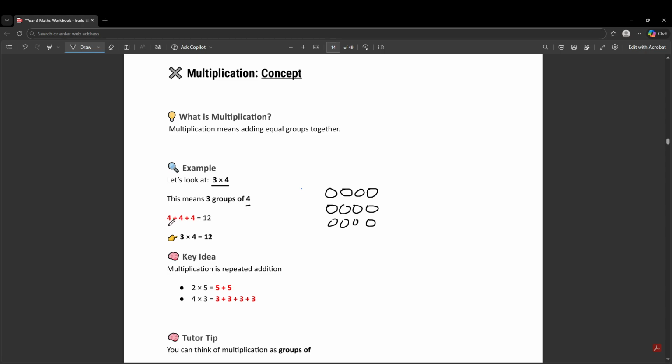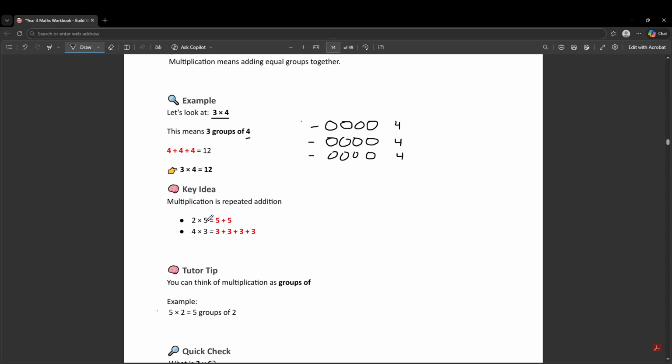As we can see here, 4 plus 4 plus 4 equals 12. Just by simply adding all of these groups together, we can see that there's 4 circles in the first group, 4 circles in the second group, and 4 in the third group. So when we add them all together, we do get 12. So 4 plus 4 plus 4 is also the same as 3 multiplied by 4.